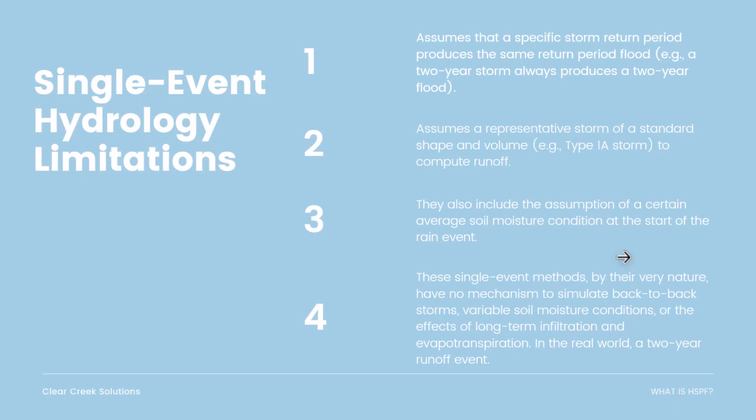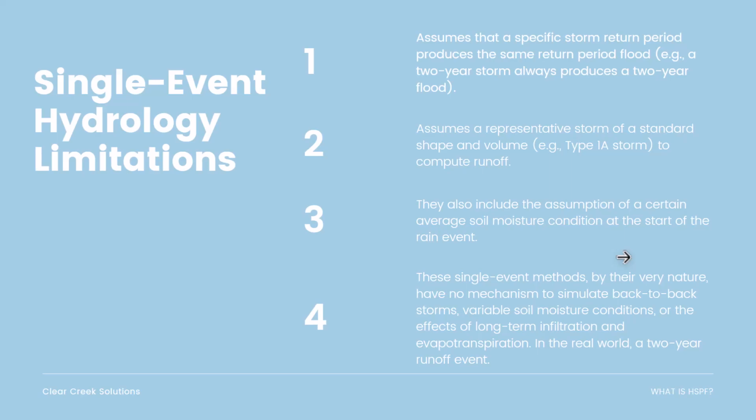Well, first of all, it assumes that a specific storm return period produces the same return period flood. So e.g., a 2-year storm always produces a 2-year flood. It also assumes a representative storm of a standard shape and volume, aka a type 1A storm, to compute that runoff. They also include the assumption of a certain average soil moisture condition at the start of the rain event, which I talked about earlier.